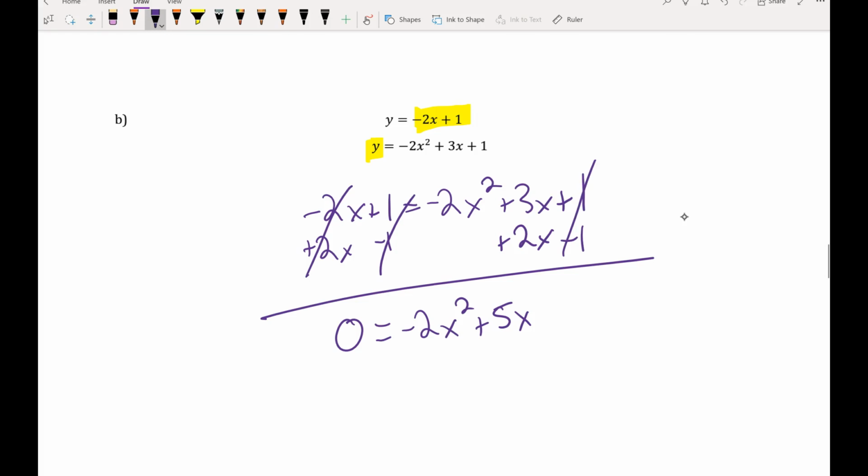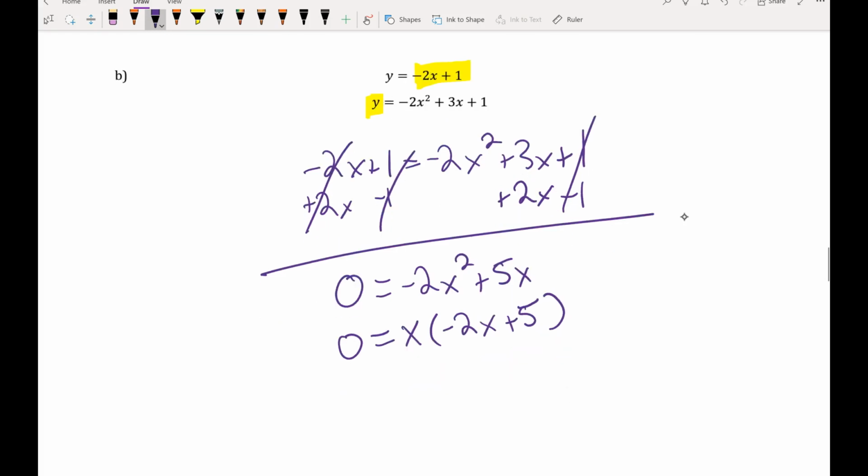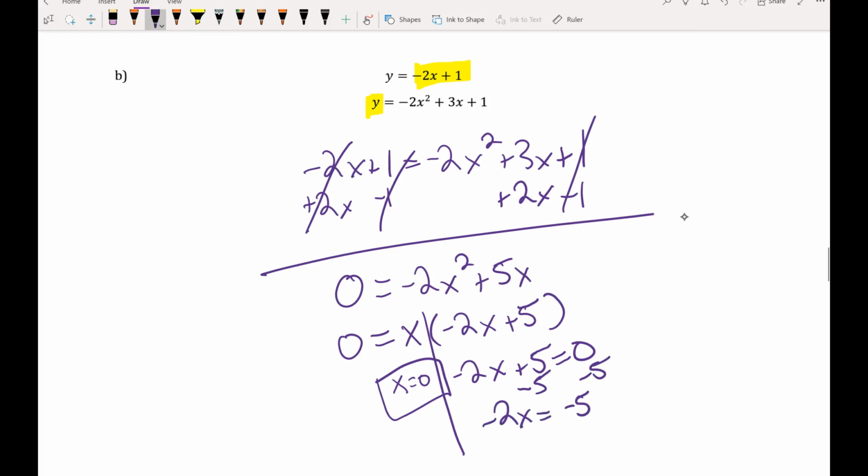So I could try to factor here and see what happens. It looks like between the negative 2 and the 5 there's nothing I could pull out, but they do have an x in common. When I pull that out, I'm left with negative 2x plus 5. So I could do the same thing I did for the last problem, where I split it off and set both parts equal to 0. And you get x equals 0. This is already solved for you. But notice there's a little bit of algebra you've got to do on this side first.